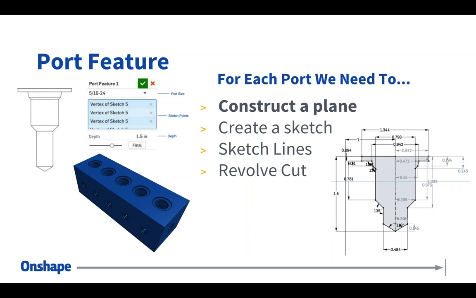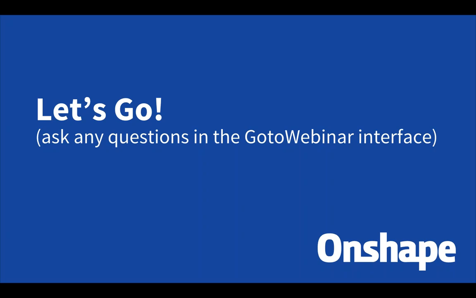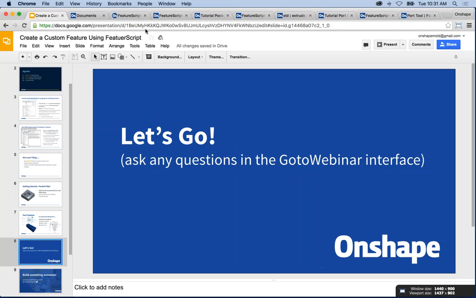Now, as I mentioned before, this is just one example of where you could use FeatureScript, and there's many out there that may help you automate your processes, may help you create something that you can't create using a standard set of features. So let's dig into it. Now, the port feature itself is a combination of different things.